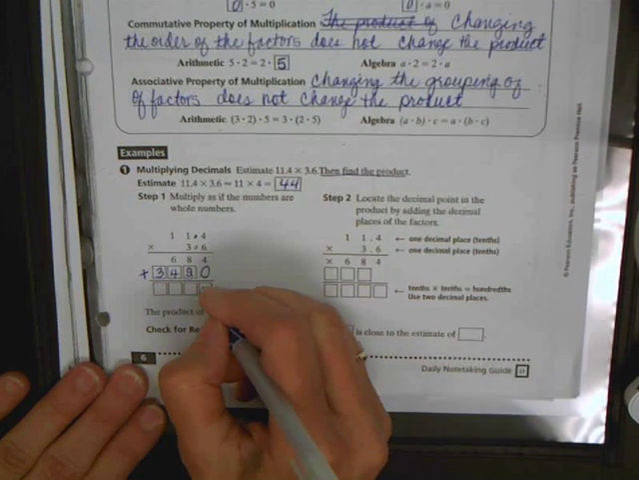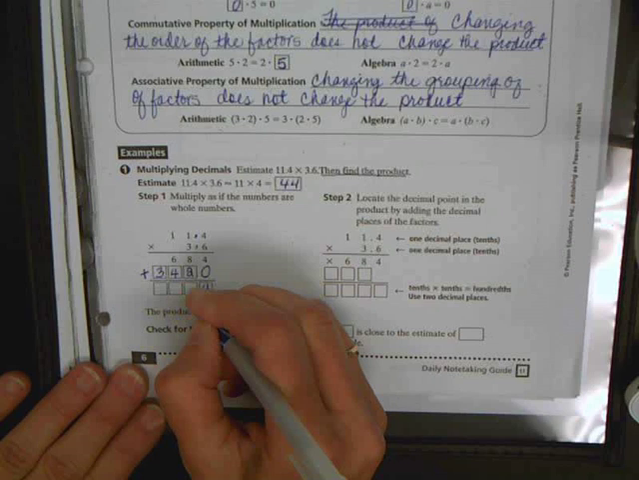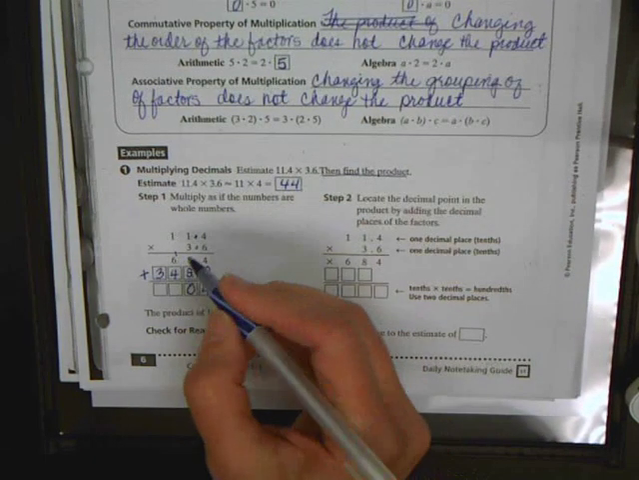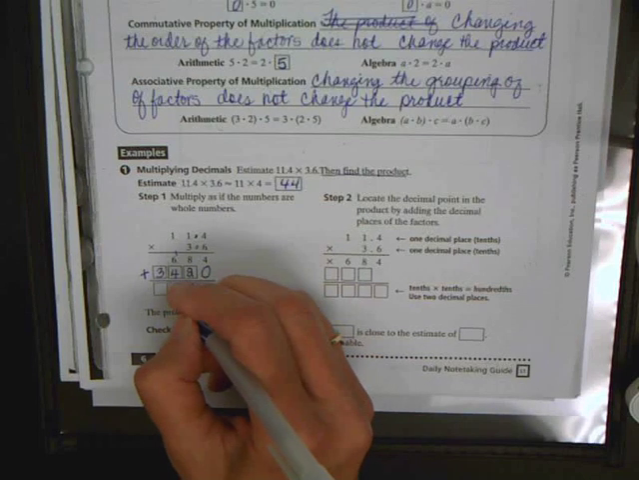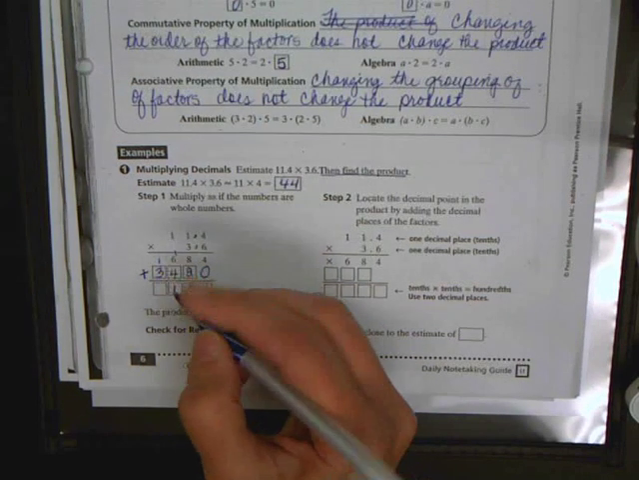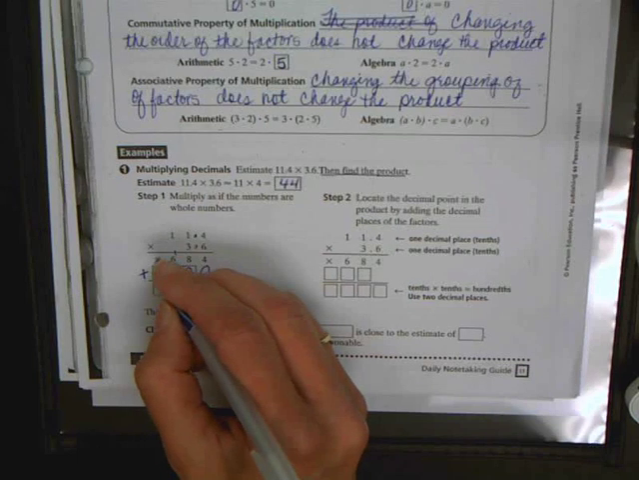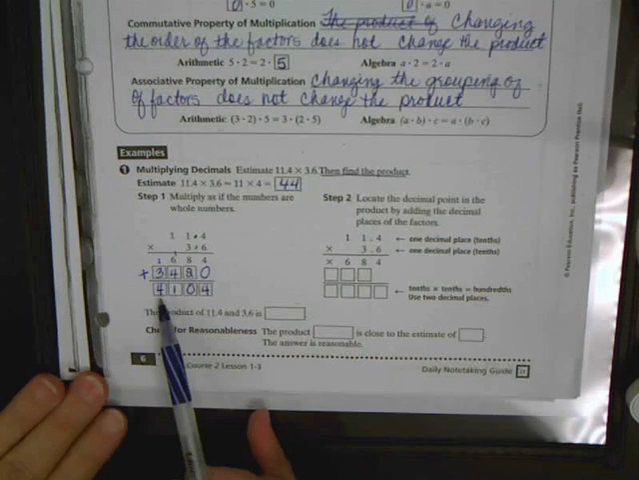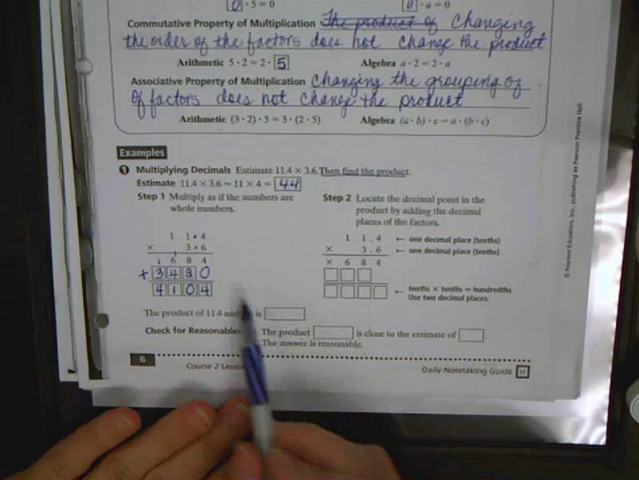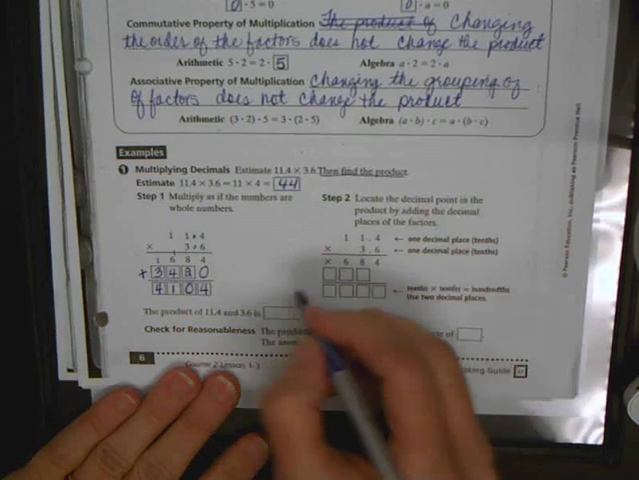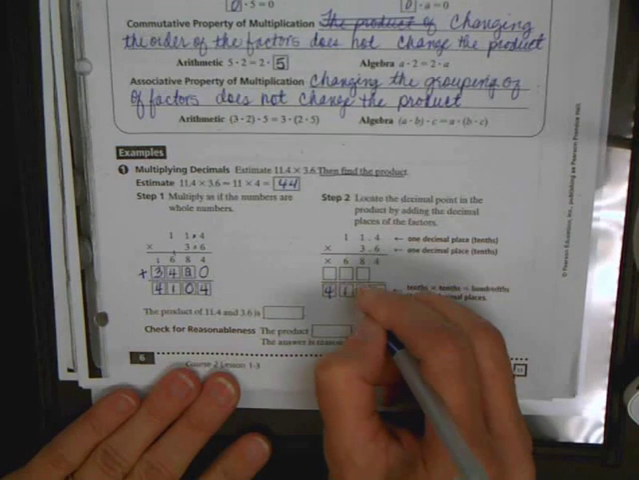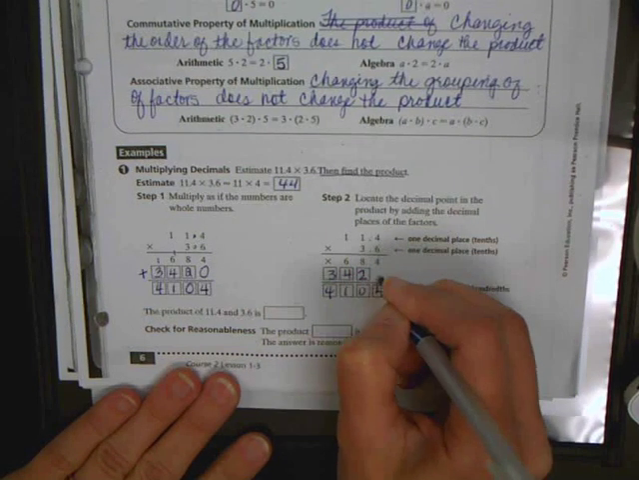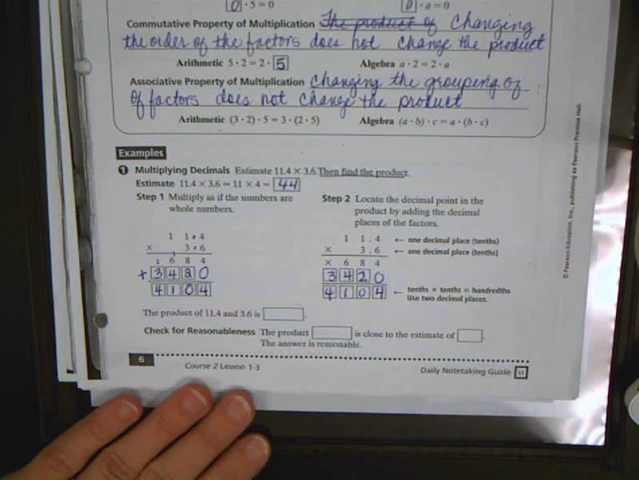4 plus 0 is 4. 8 plus 2 is 10. Write down the 0, carry the 1. 6 plus 4 is 10, plus 1 makes it 11. So write down the 1, carry a 1. 3 and 1 is 4. So my answer here, the numbers in my answer are 4104. Okay. And I'm just going to copy this 4104 over here and just copy it over here. In real life, you wouldn't actually write it twice, okay?